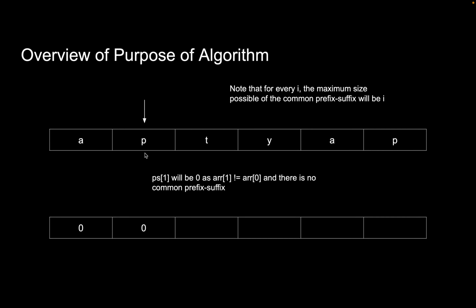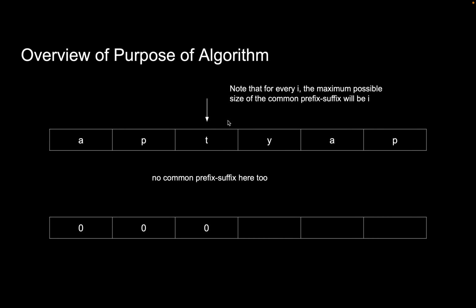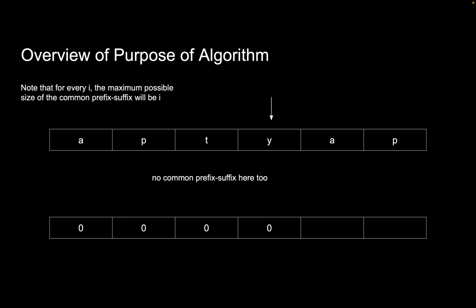In this case, i will be 1. If A had matched this character here, the longest prefix suffix at this point would have been 1. But we realize that it's 0 as A does not match P. Moreover, there is no common prefix suffix until this point as well, as AP does not match PT and A does not match T. The same case for this point in the array, there are no common prefix suffixes that could be matched.